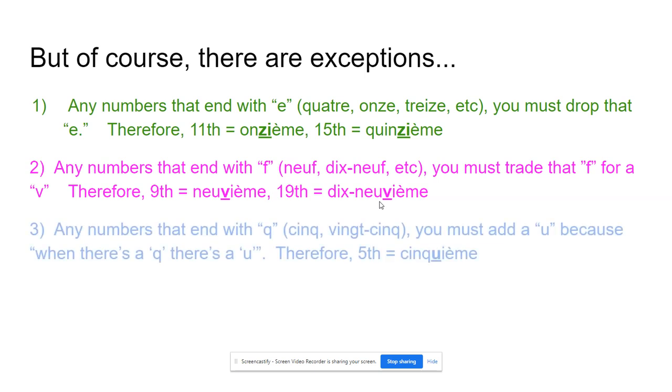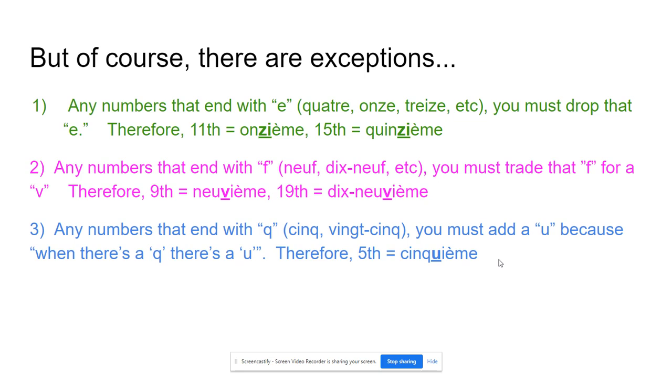Okay. A third exception is whenever I have a number that ends with a Q. I can't just add em because the rule is when there's a Q, there's a U. So I'm going to go ahead and add that U after the Q and then add my em. So 5, 25, 35, 45, 55, whatever. Any numbers that end with a Q. Okay, so therefore fifth here would become cinquième by adding that U.